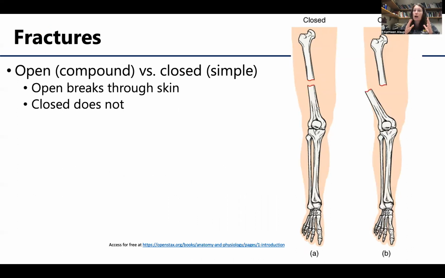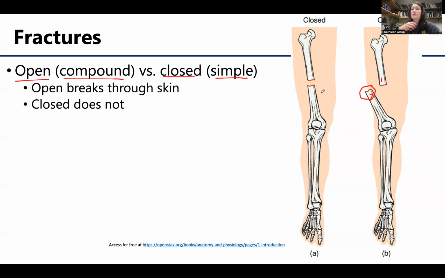Fractures generally are described as either open, and sometimes you hear this referred to as compound, or closed, aka simple. And you can see this pretty clearly right here in this image. Open fractures are going to break through the skin, as you can see here. So you have the two fractured ends. One of those, and sometimes both, would actually break the skin, whereas in a closed or a simple fracture, the fractures do not break the skin.